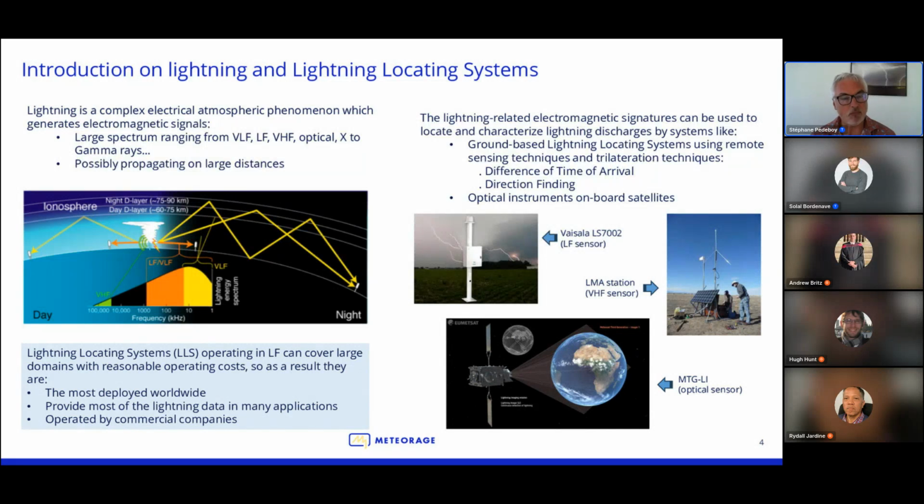I can show you, I don't know if you see my mouse here, but this schematic summarizes the way a lightning locating system can pick up these signals, and process and locate the corresponding discharges.